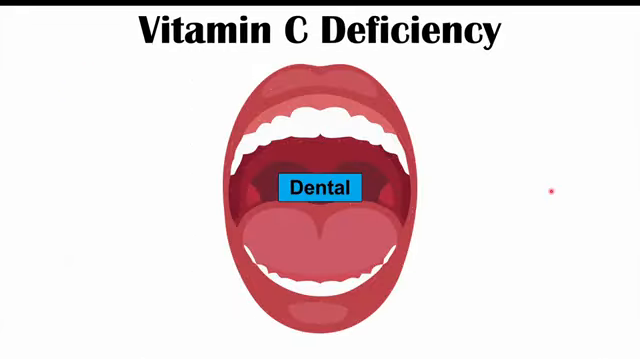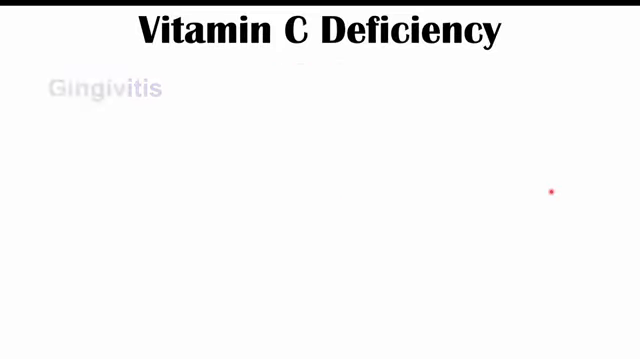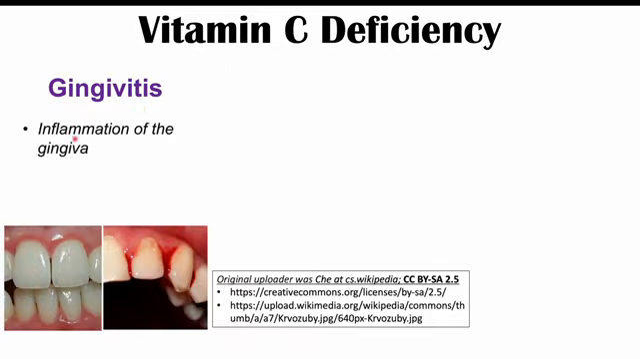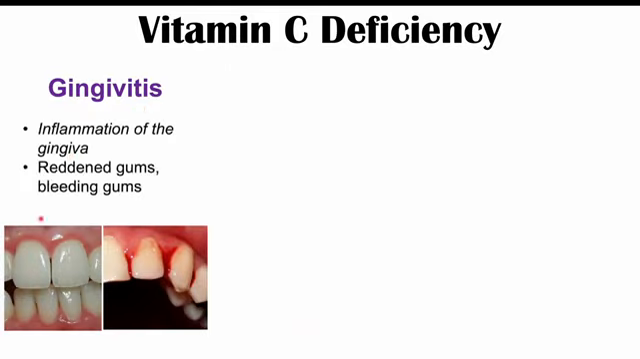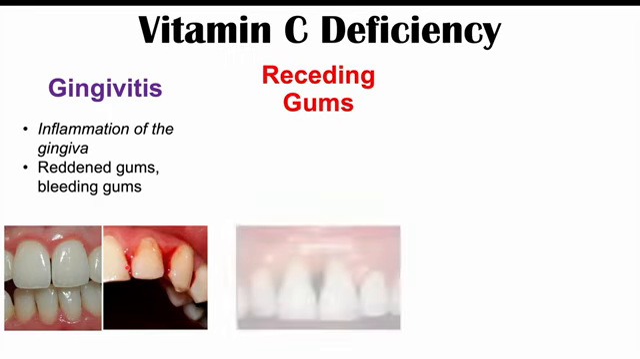So the first category of signs and symptoms I want to talk about with regards to vitamin C deficiency is dental signs and symptoms. So one important one is going to be gingivitis. So gingivitis is going to be inflammation of the gingiva. So you can see here we have reddened gums. Sometimes we can see bleeding gums. And then we can also see receding gums occurring as well.